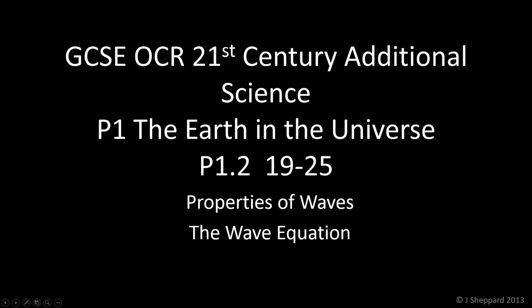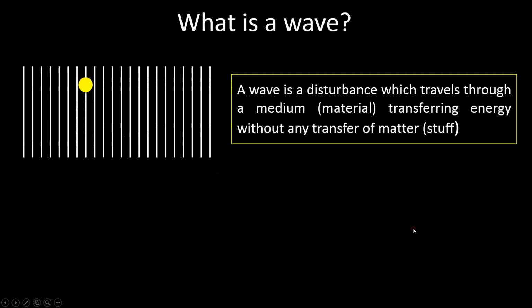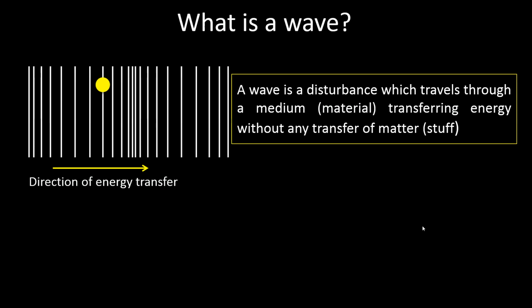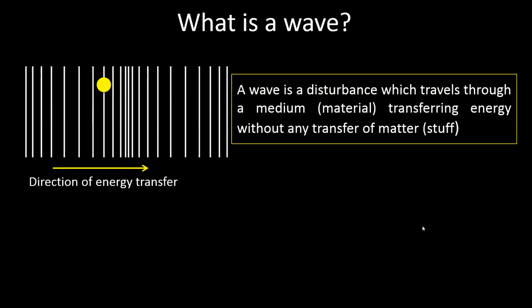This P1 video is about properties of waves and the wave equation. So first of all we need to know what a wave is. Well, a wave is just a disturbance which travels through a medium, that's the material it's travelling through, and the point is it transfers energy without transferring any matter.